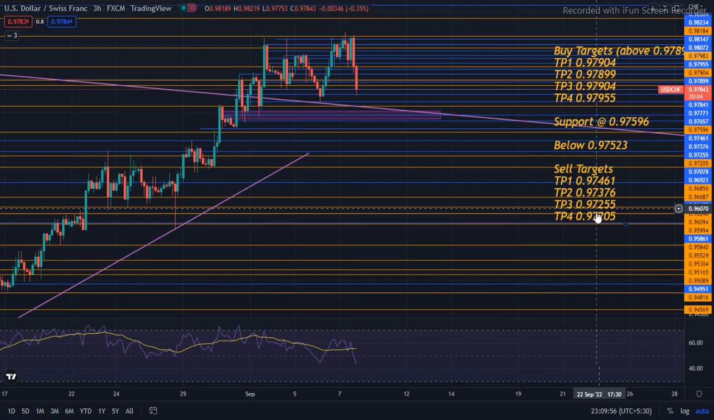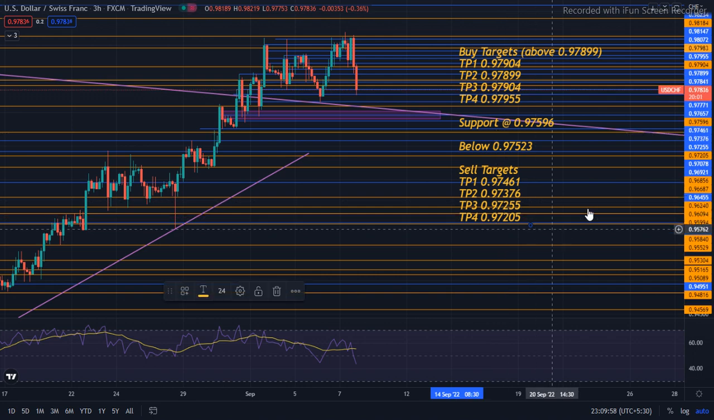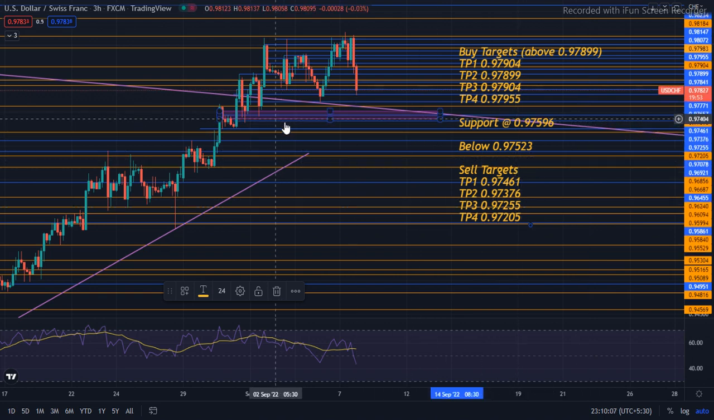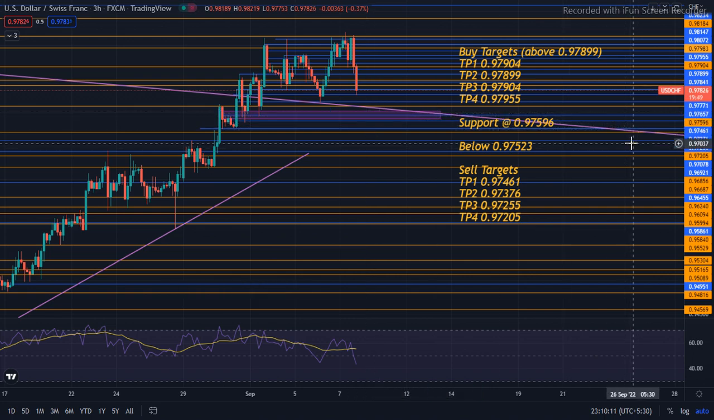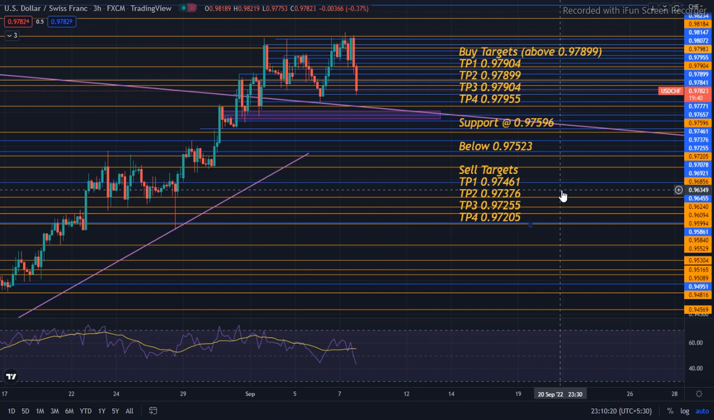Okay, there is a zone here. So in USDCHF, support is at 0.97596, and below the level of 0.97523 we'll be shorting it. 0.97523 is the lower exit of this zone. Okay, so the targets for shorting in the pair of USDCHF: the first target will be 0.97461, followed by 0.97376, followed by 0.97255, and the last target 0.97205. Okay, 0.97205 is the support level also, so we need to watch out.